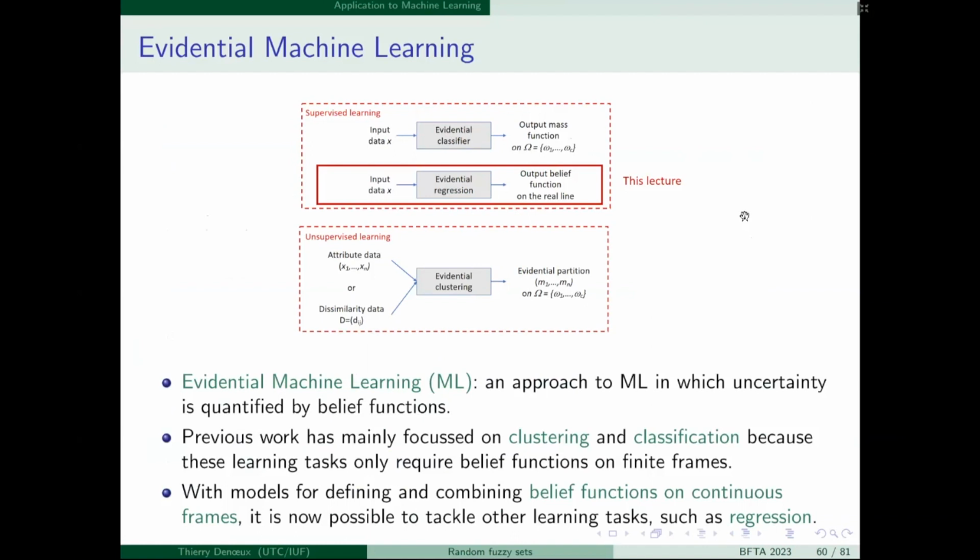So until now there existed evidential clustering, you know about it, and evidential classification, you heard about it, but there was almost no work on evidential regression. Why? Because in regression, the response is a continuous variable, right? And we didn't know how to represent belief functions for continuous variables. But now we know, so maybe we can now apply belief functions to regression.